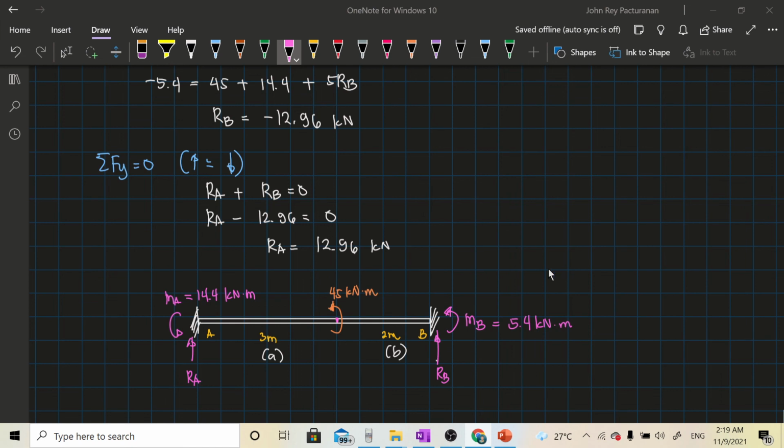Okay? So, I hope nagegets pa rin, no? So, yung RA ay 12.96. So, this is 12.96 and correct siya. Upward siya, but yung RB natin must be downward na because naging negative siya. So, 12.96 kilonewtons.